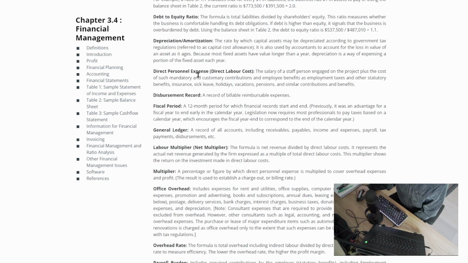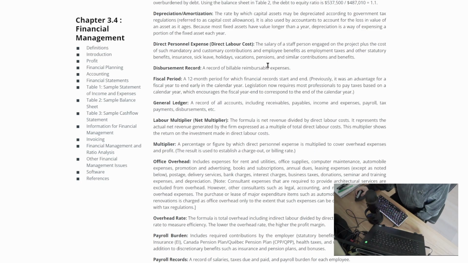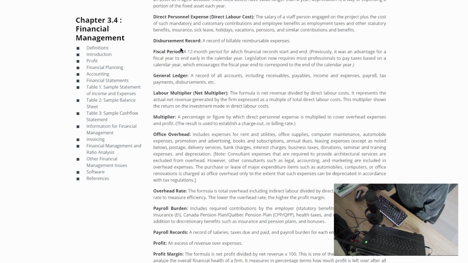Direct personnel expense, or direct labor cost: the salary of a staff person engaged on the project plus the cost of such mandatory and customary contributions and employee benefits as employment taxes and other statutory benefits, insurance, sick leave, holidays, vacations, pensions, and similar contributions and benefits. Disbursement record: a record of billable reimbursable expenses.